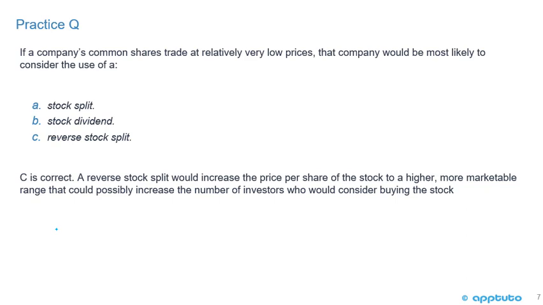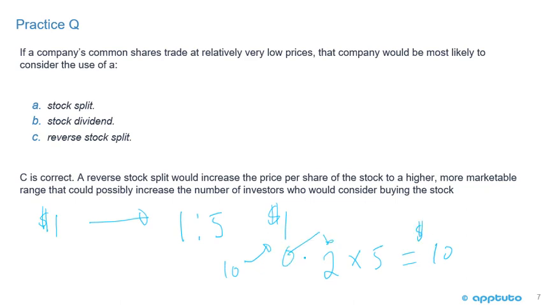Another instance is when an exchange has a minimum trading price. Let's say the minimum trading price is $1 and the stock is getting close to that minimum trading price. Well, let's say it was a 1-for-5 reverse stock split. Let's say before you had 10 shares at $10 each. With a 1-for-5 reverse stock split, you would now have 2 shares, and they'd be trading at $5 each. It's still worth $10, but you have only 2 shares, not 10 shares anymore. And that's how a reverse stock split works, okay?